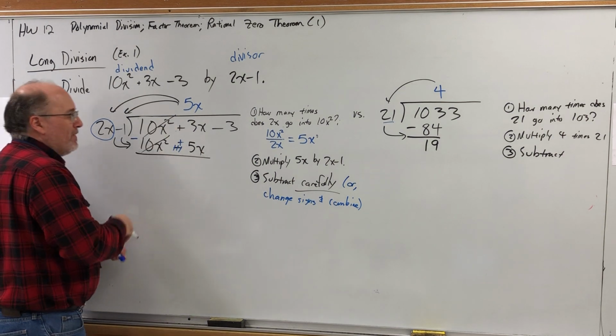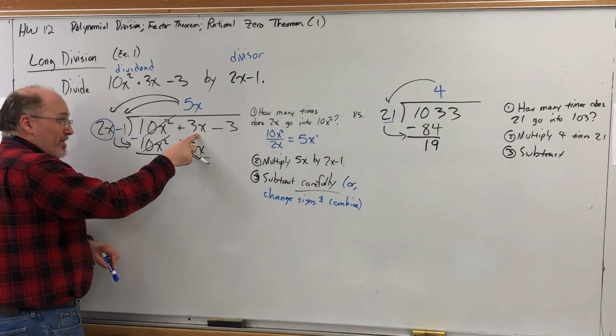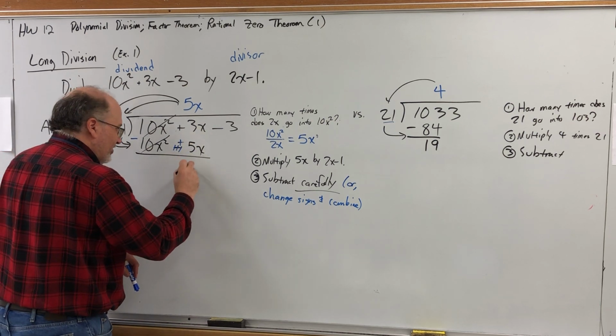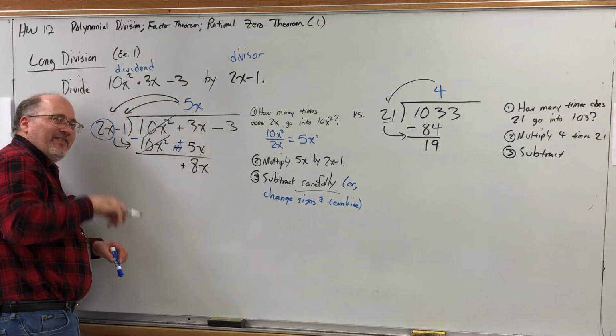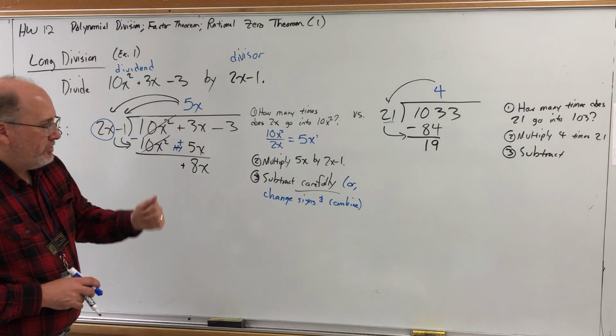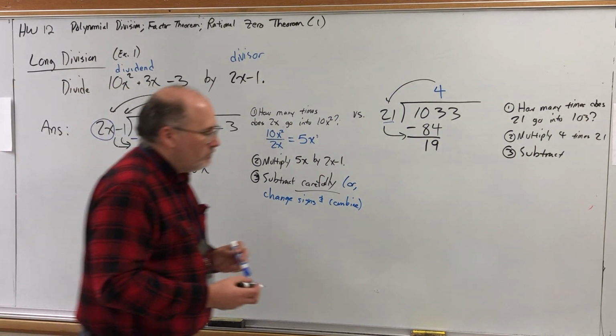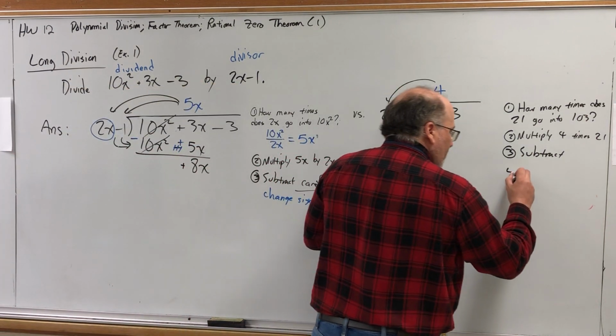Over here, when we combine the plus 3x and the plus 5x, it gives us plus 8x. My mind was ahead of myself. So it's the same move over here, subtract. Just do it carefully by changing signs and combining. Let's go back over here.